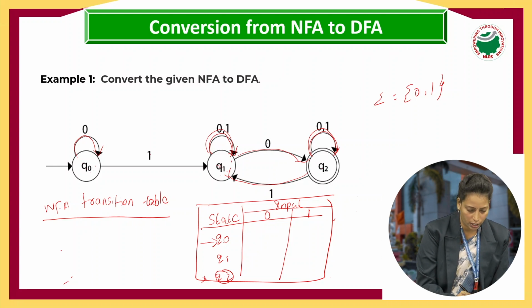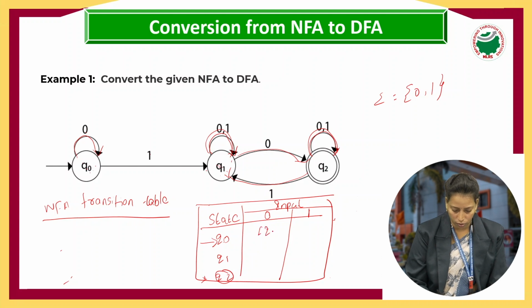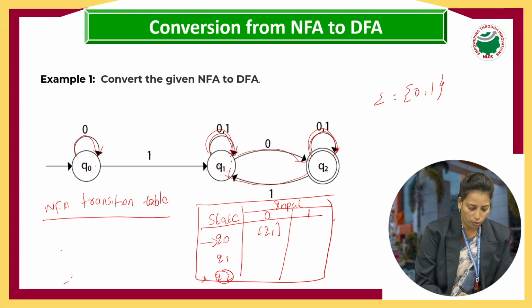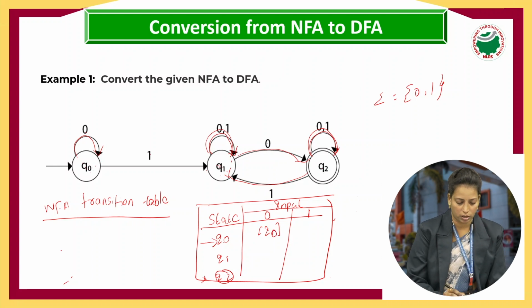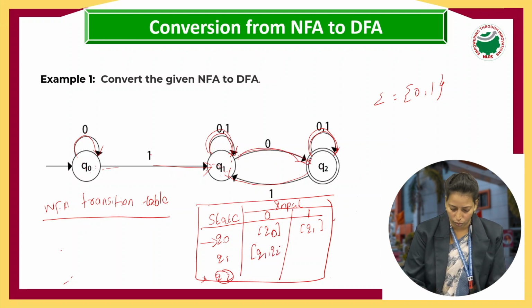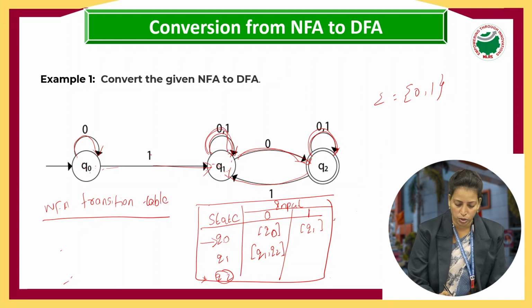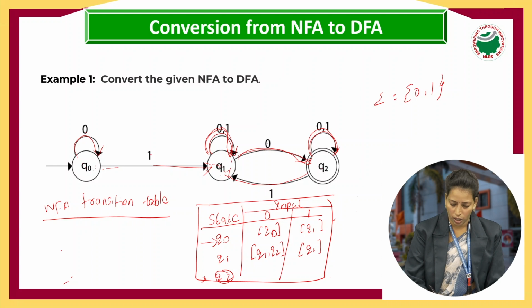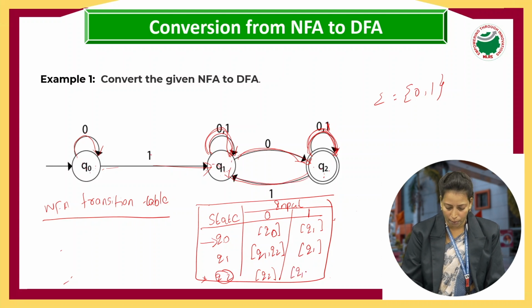Okay, right? Next, Q0 of 0, it moves to Q0. Next, Q0 of 1, it moves to Q1, right? Next, Q1 of 0, it moves to Q1 and also it moves to Q2, that is Q1 comma Q2. Next, Q1 of 1, it moves to Q1. Next, Q2 of 0, it moves to Q2. Next, Q2 of 1, it moves to Q2 and also Q1. That means Q1 comma Q2.